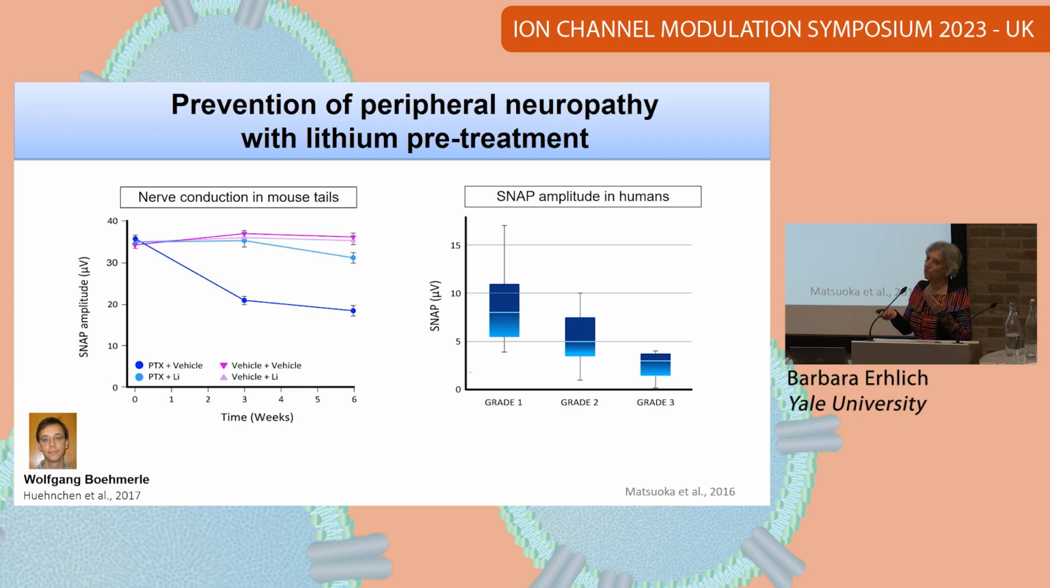To say that this is related to how you have neuropathy, and these are not my data, these are from the literature. Grade 1, grade 2, grade 3 in neuropathy, where grade 3 is the most severe. And this is the same measurement, the sensory nerve action potential, and you get a decrease in the sensory nerve amplitude just like here. So this shows that we have the same effect.